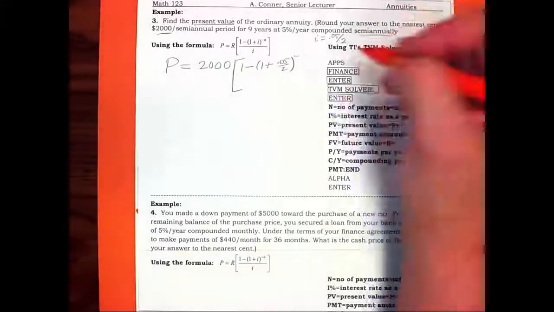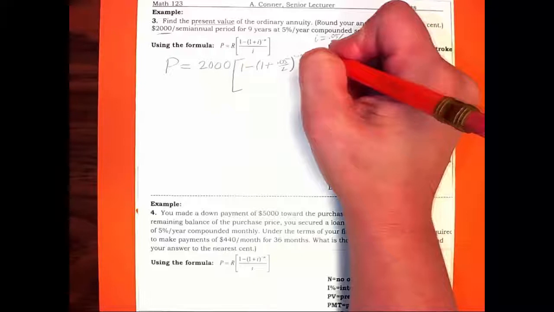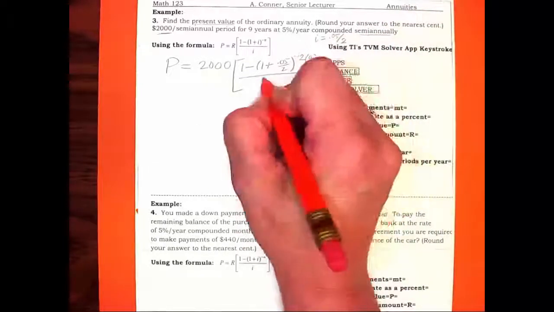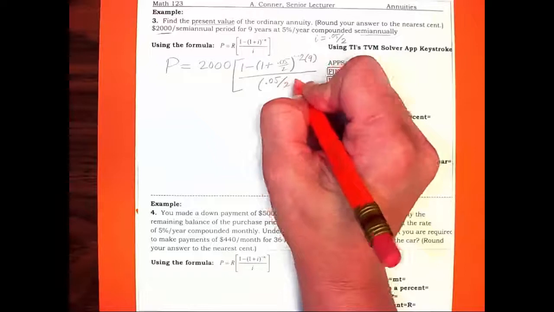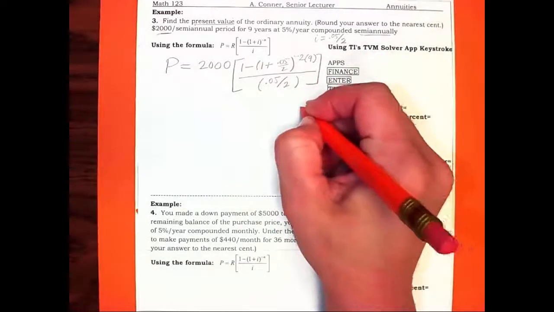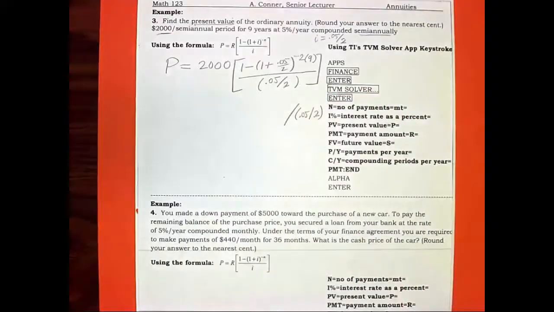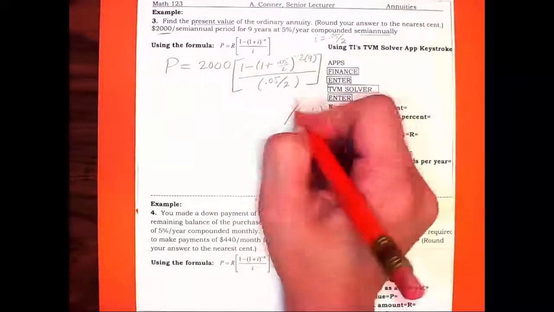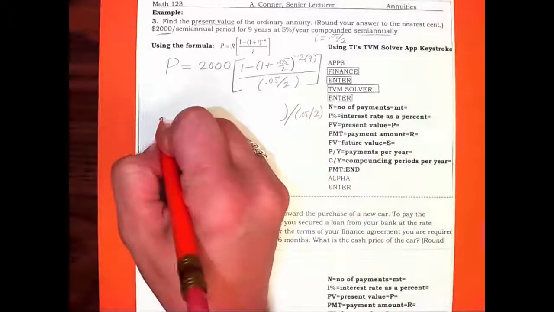All right, so you need M times T. So 2 is M, semi-annual, and then the number of years is 9. And this is all over R over M. So 0.05 over 2. Again, sometimes easier to work backwards on the parentheses. 0.05 divided by 2. Need that denominator all in parentheses, especially since it's a fraction. Okay, and then we've got the whole numerator. Needs to be in parentheses. And then we've got our 2,000 out front.